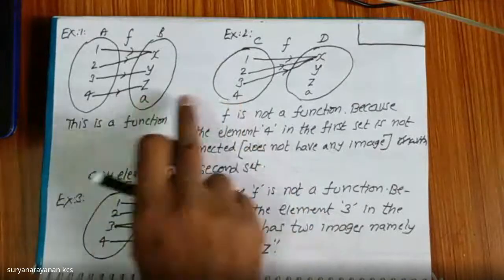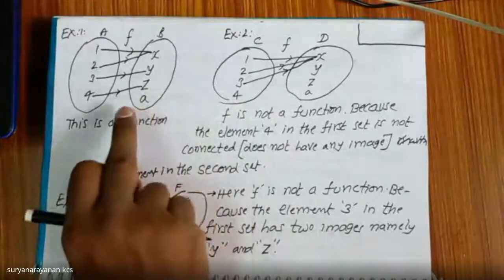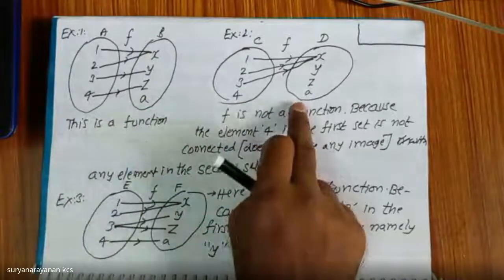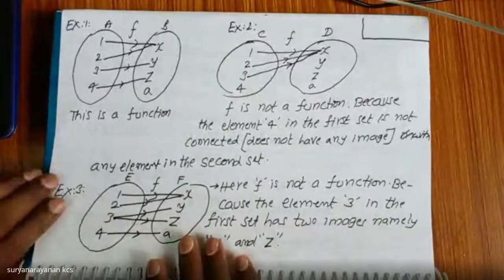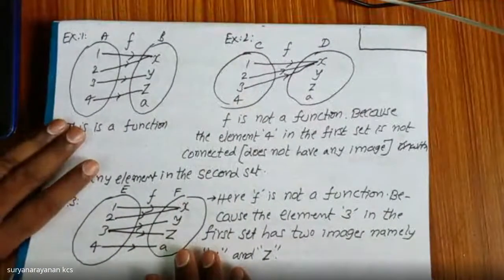Understood these two conditions, my dear children? By arrow diagram, I have explained which is a function and which is not a function. Understood this point, my dear children? Yes.